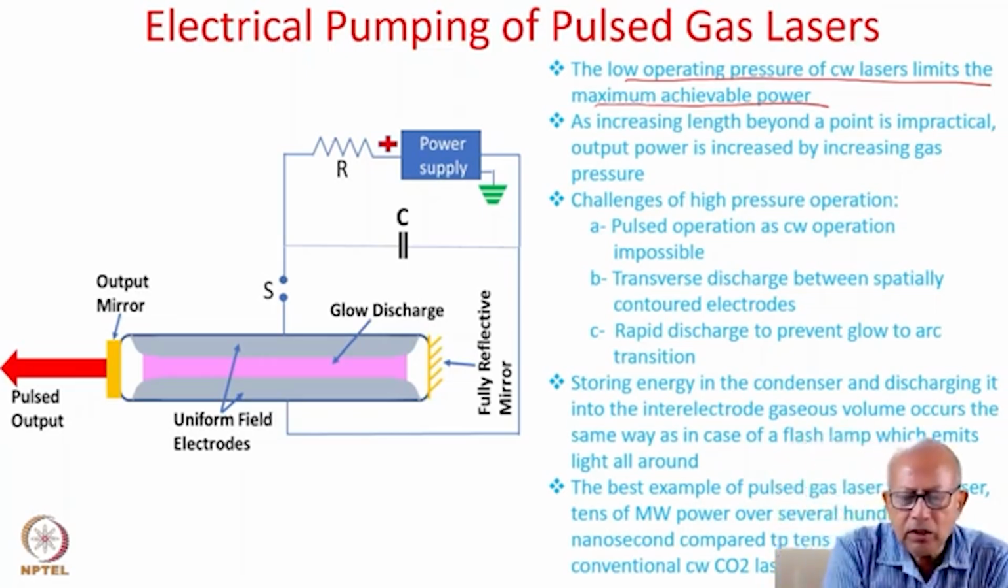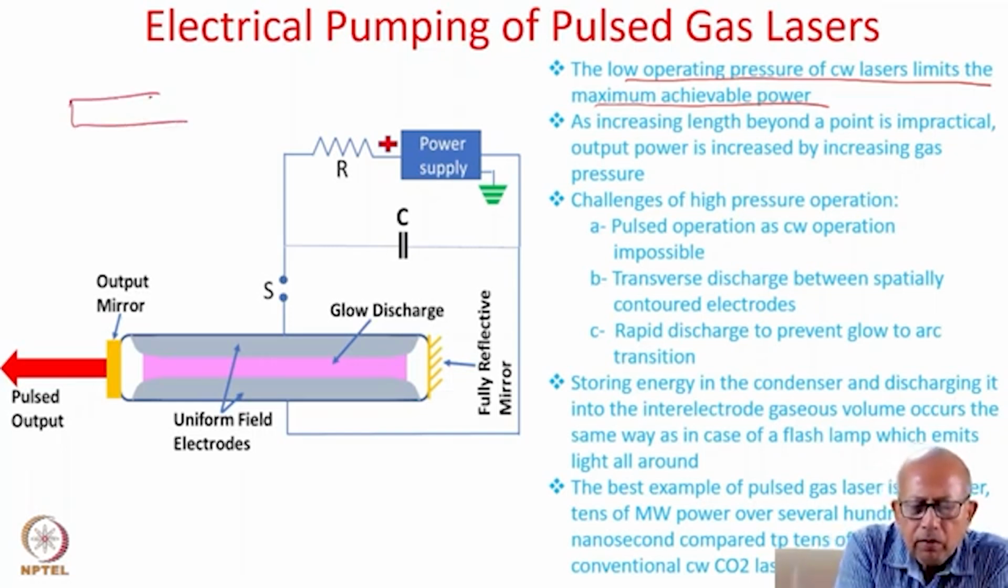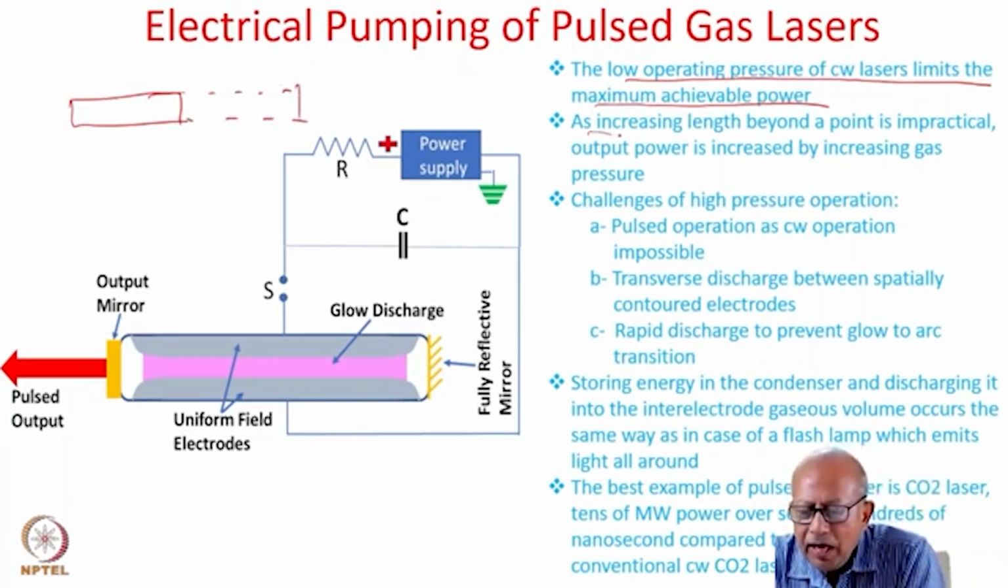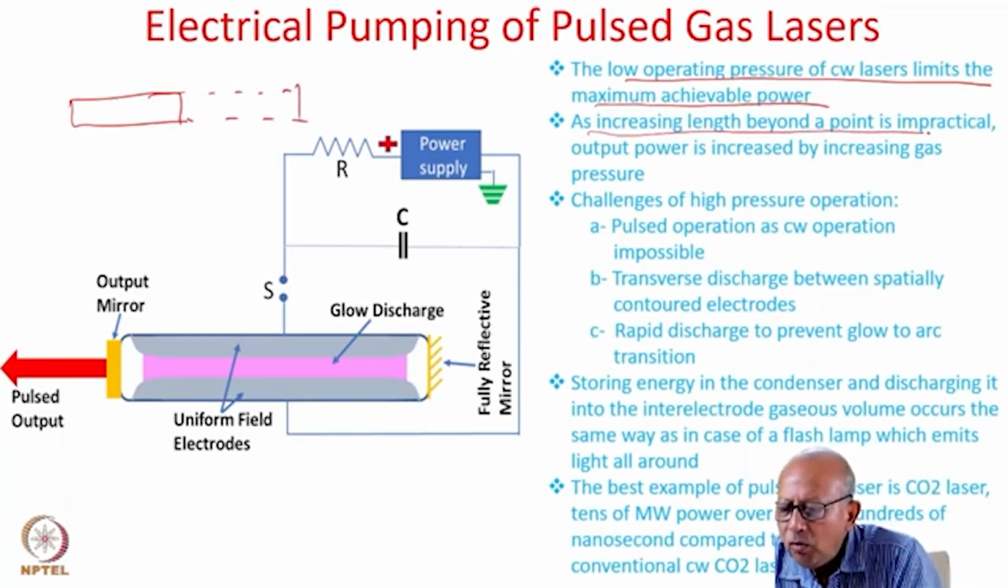You can of course increase the length of the cavity to increase the output power. You can increase the length. But increasing the length beyond a point is impractical. Output power is therefore increased by increasing gas pressure.